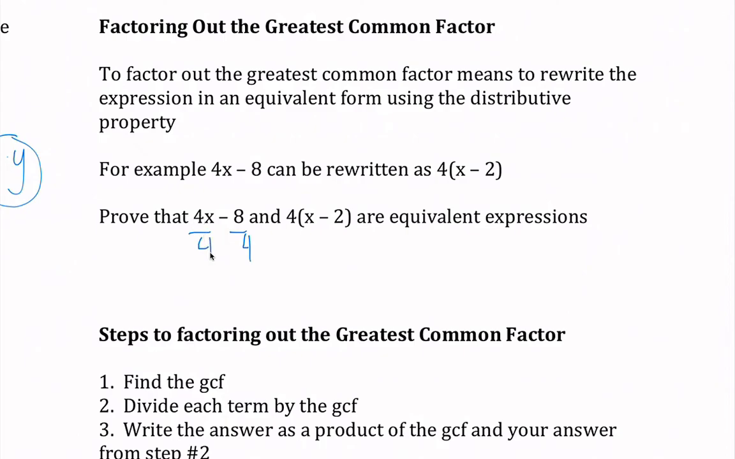Well, I know 4 divided by 4 is 1, and I'm left with my x. That's where this 1x came in. Negative 8 divided by 4 is negative 2. That's where this came in. So after we divide by our greatest common factor, this is what we get, and then you just stick your greatest common factor out front.